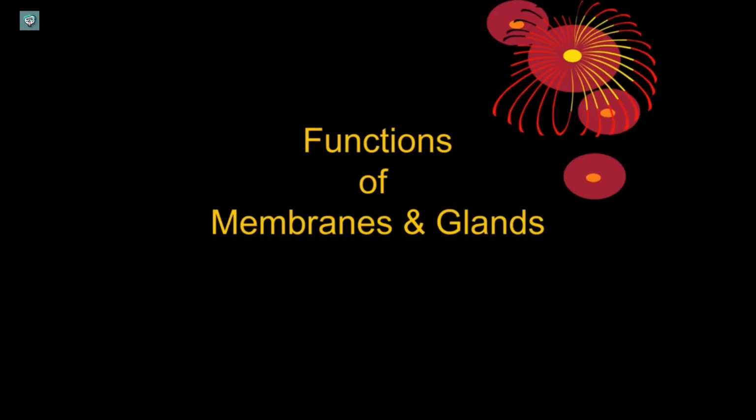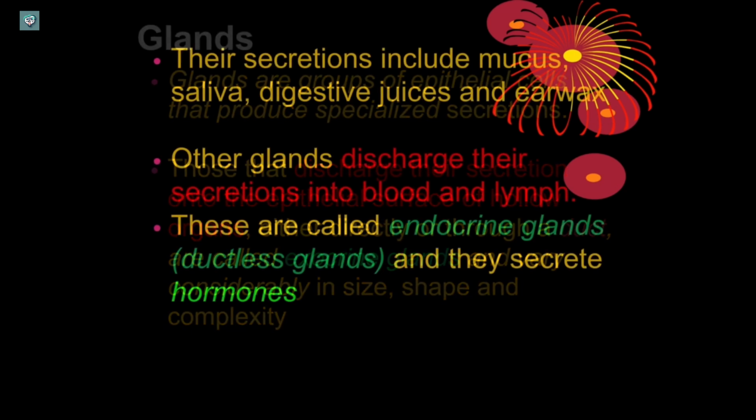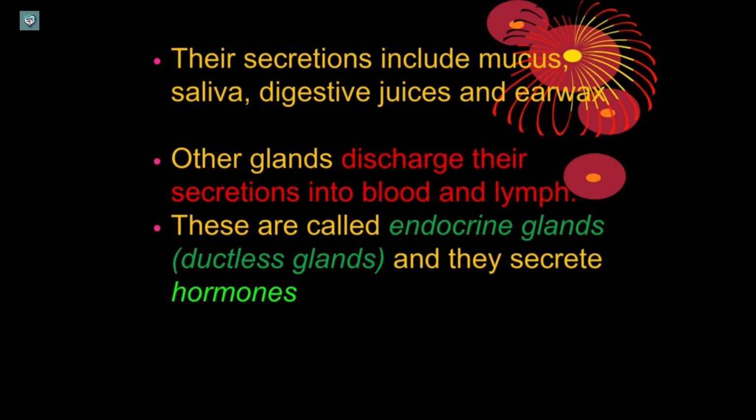Functions of membranes and glands. Glands are groups of epithelial cells that produce specialized secretions. Those that discharge their secretion onto the epithelial surface of hollow organs, either directly or through a duct, are called exocrine glands and vary considerably in size, shape, and complexity. Their secretions include mucus, saliva, digestive juices, and earwax.